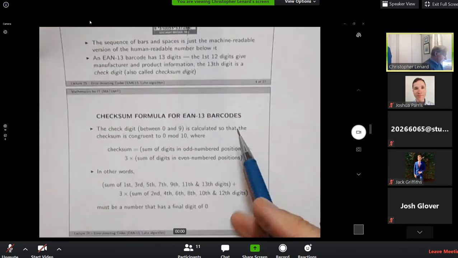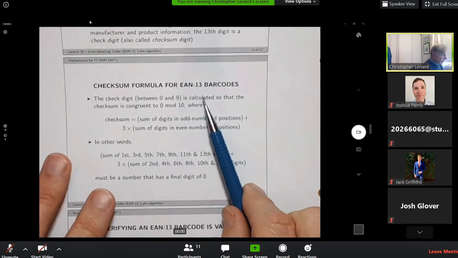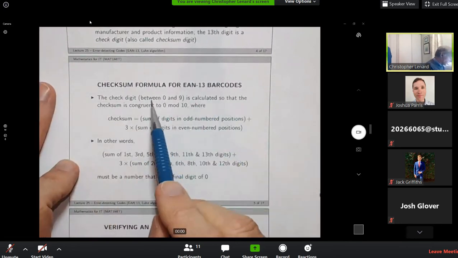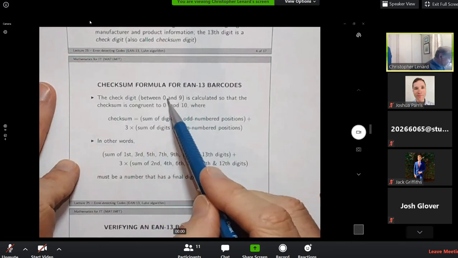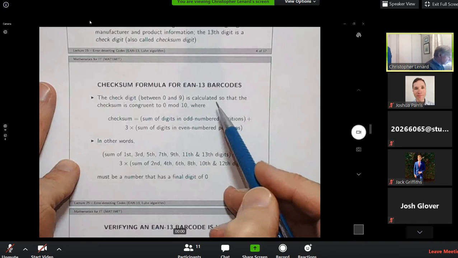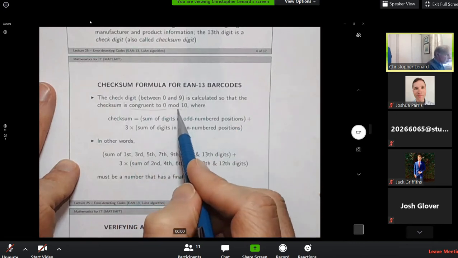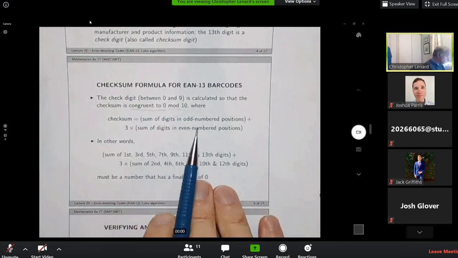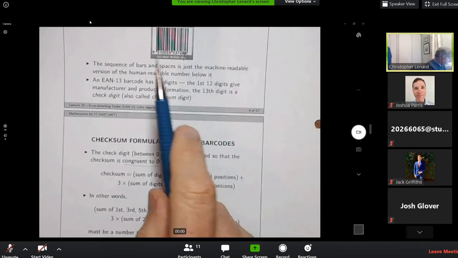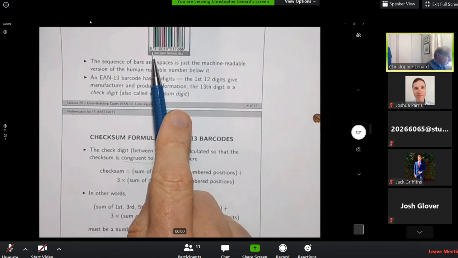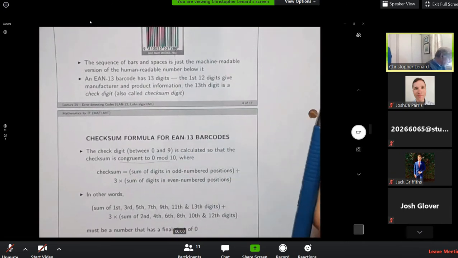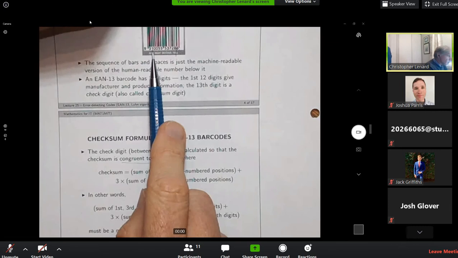So what we're going to do is look at the formula for that 13th digit in these EAN 13 barcodes. The check digit is always from 0 to 9, and the weighted sum is congruent to 0 mod 10. This is using modular clock face arithmetic. The idea is you number the positions from left to right. So let's zoom in.